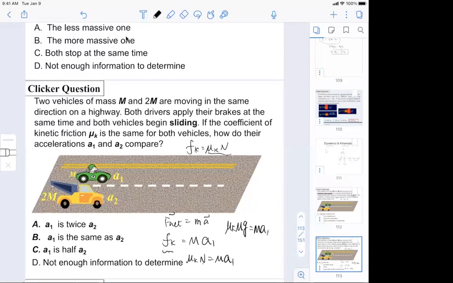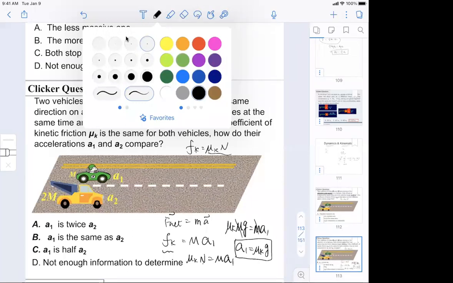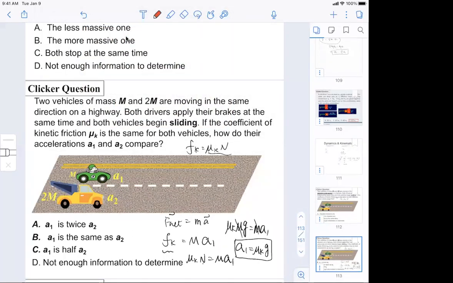So you can see the m cancels out. We don't have numbers, but we can still work on it. We found the acceleration of car one is mu k times g. You can see that it has no information about the mass in it. You can do the same thing with car two, but you're going to get the same result. If I apply it on car two, I will get mu sub k 2mg equals 2m a2. So cancel, a2 equals mu k g. So a1 and a2 are the same, that is mu k times g. So my answer is B.